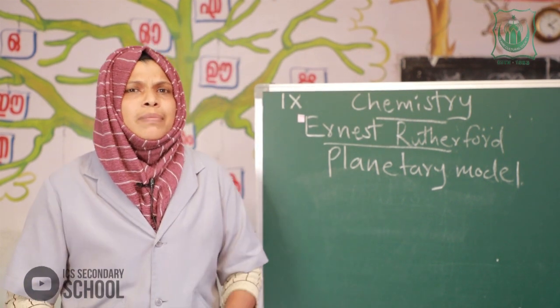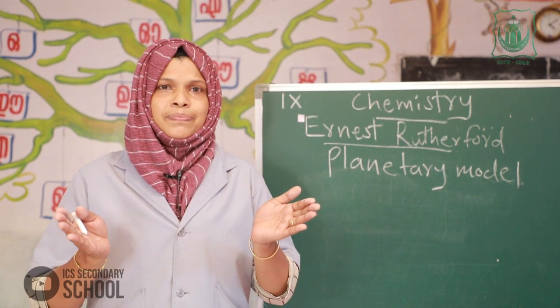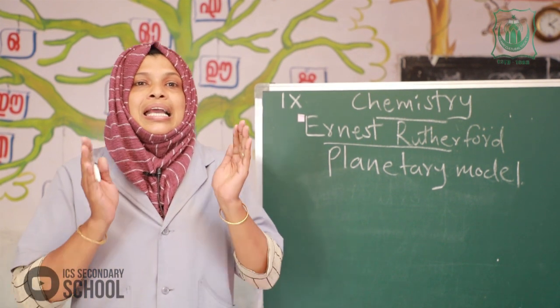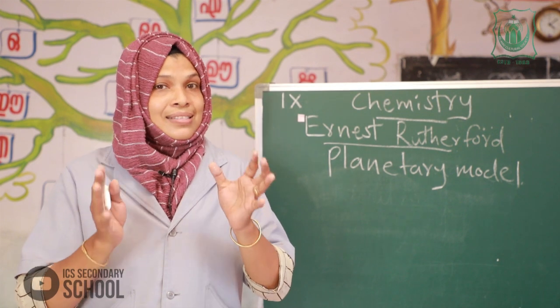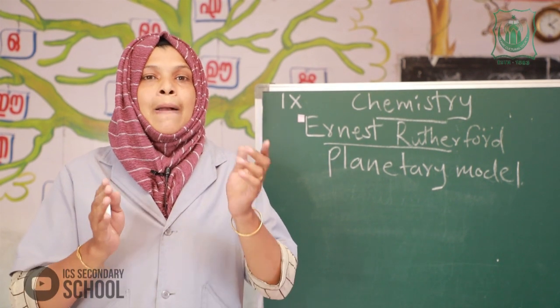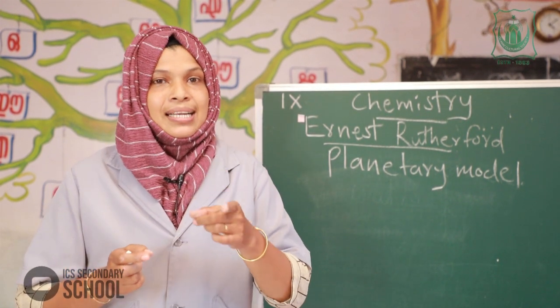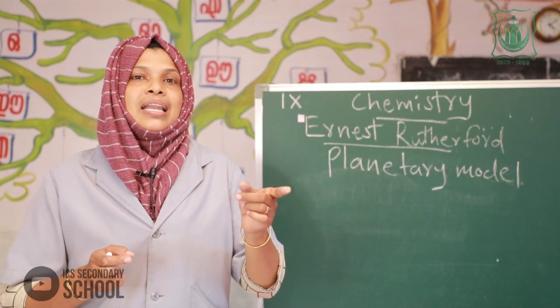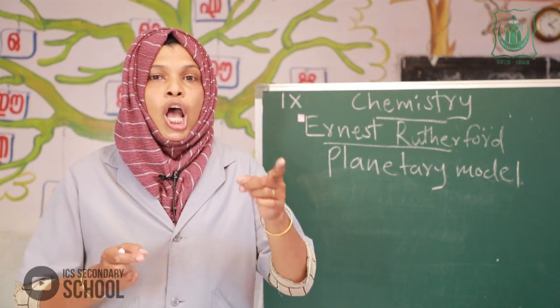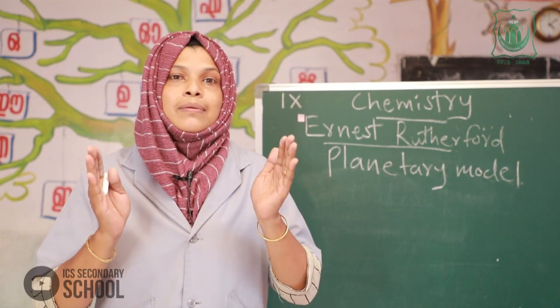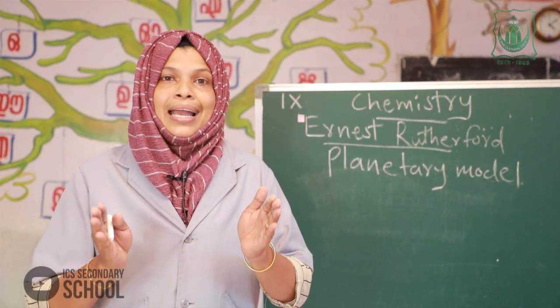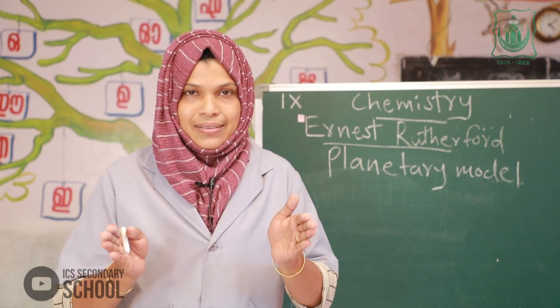Can you tell me about the solar system? The solar system has a center, and that center is the sun, and planets revolve around the sun in orbits. Likewise, an atom has a center, and the nucleus is the center.